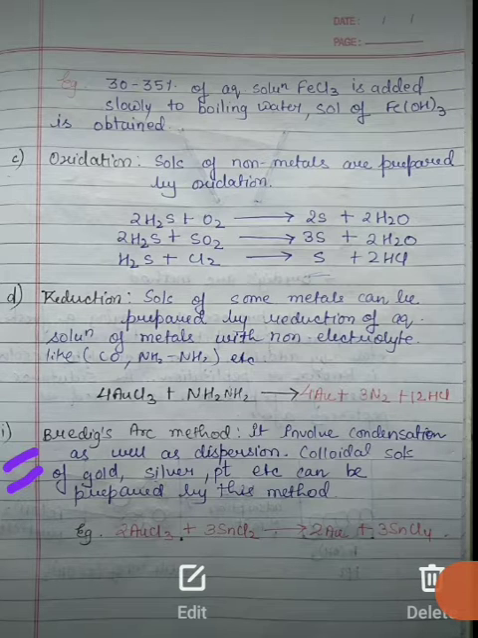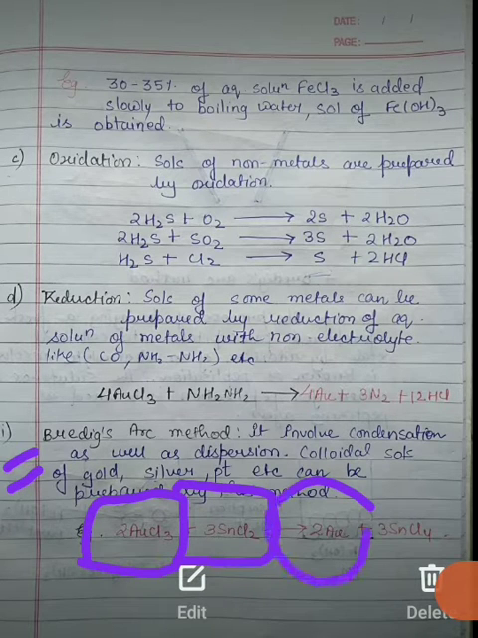So here you can see what happens. We have to react auric chloride, AuCl3, with stannous chloride, that is SnCl2. After reacting it with stannous chloride, we get a violet colored gold sol. You can see this Au, it is a violet colored gold sol. This violet colored gold sol is called purple of Cassius.